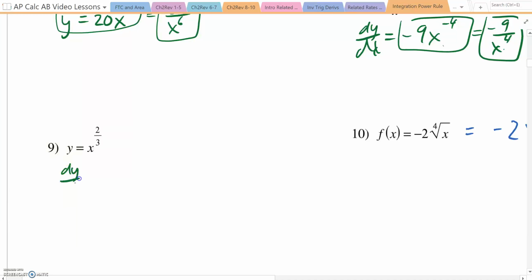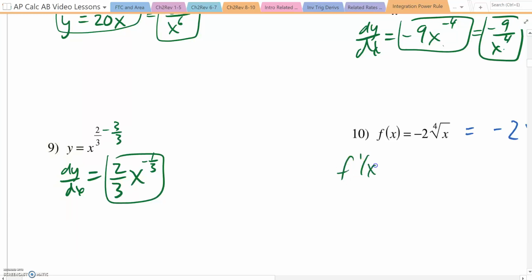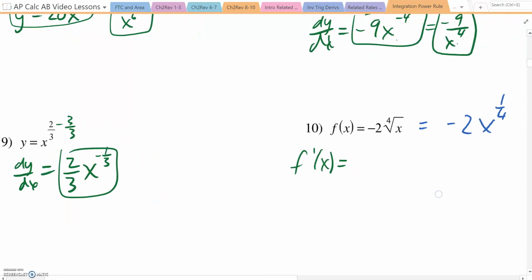Next one, number 9, dy dx equals 2/3 comes down, x to the, subtract 3/3, that'll be negative 1/3. Feel free to rewrite that if you'd like. Next one, f prime of x. We've got a negative 2 x to the 1/4, so that 1/4 will come down. It'll multiply by the negative 2. Then we're going to subtract 4/4. We will get a negative 3/4. So this 2 over 4, that'll be a negative 1/2. Then we have x to the negative 3/4.